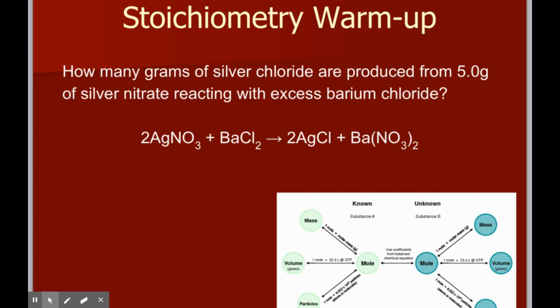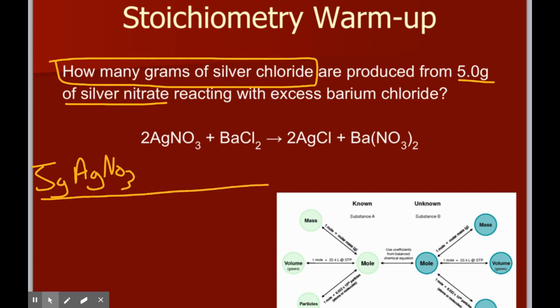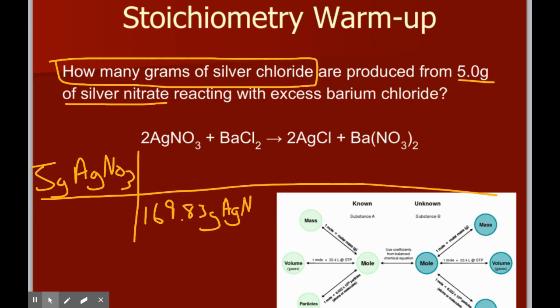Okay, so now you should have an answer for the problem. I'm going to go over it with you. The information that is given is 5 grams of silver nitrate, and what we're looking for is how many grams of silver chloride will be formed. So we're starting with 5 grams of silver nitrate, and remember to convert from grams to moles, we use the molar mass, which is 169.83 grams of silver nitrate in 1 mole of silver nitrate.